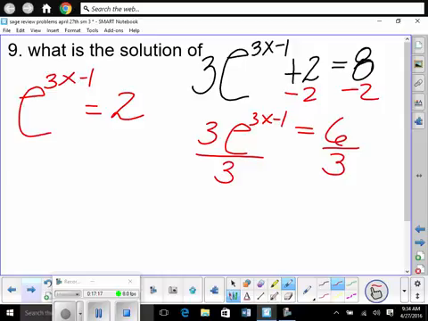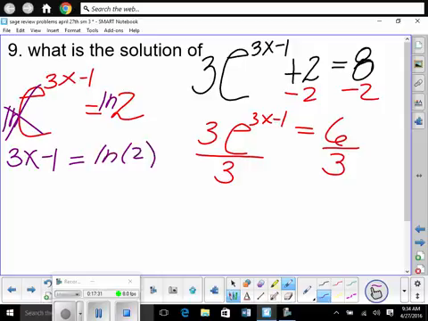Now we need to get e gone. You can't divide by e. You've got to take the inverse of a base. So you take the ln of both sides of the equation. ln and e cancel out. That 3x minus 1 drops down, and we have the ln of 2. So then we would add 1, and we would divide by 3.